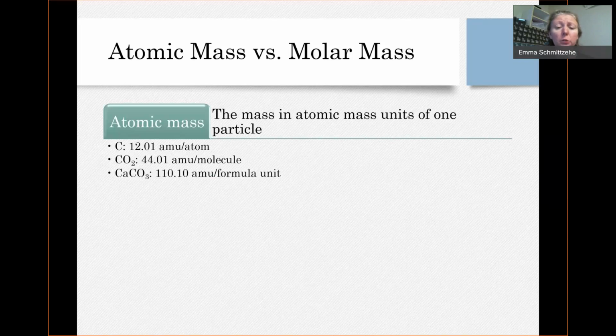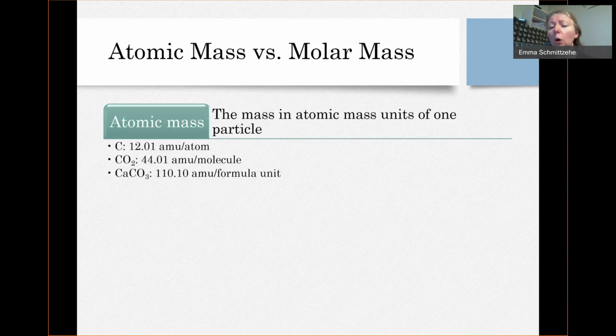And then calcium carbonate, we do the same thing. You look up the value for calcium, so 40.08, and you look up the value for carbon, again 12.01, and you look up the value for oxygen, again 16.00. And you would multiply the oxygen value by 3 and then sum them all together, and that should give you the 110.10 AMU per formula unit. So you should be able to add up the atomic mass for any element using a periodic table. You don't have to memorize the average atomic mass for anything. You just look it up on the periodic table.